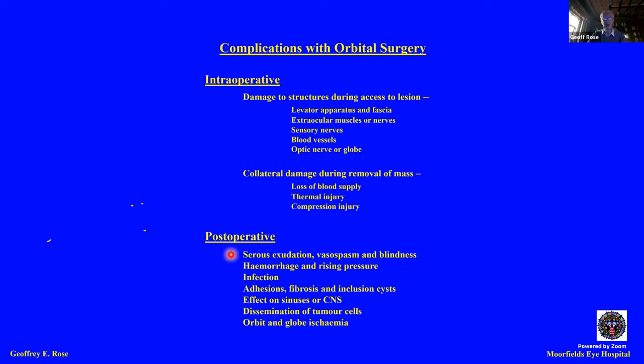And remember, postoperatively, probably the commonest cause of blindness is vasospasm, which is fired off by handling of the vessels, so minimize handling, particularly in the apex, and try and avoid seeing the optic nerve, and inflammatory mediators. Make certain that you drain the apex or where you've dealt with vascular lesions, apart from cavernous hemangiomas, which really don't bleed, and then the other causes.